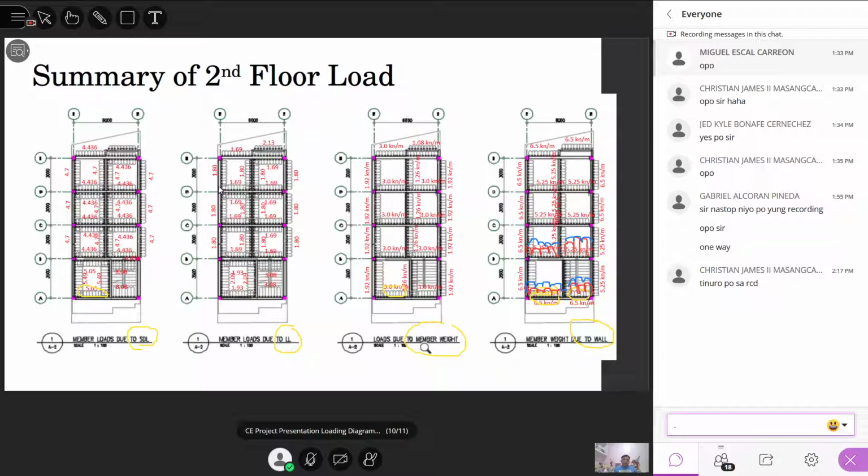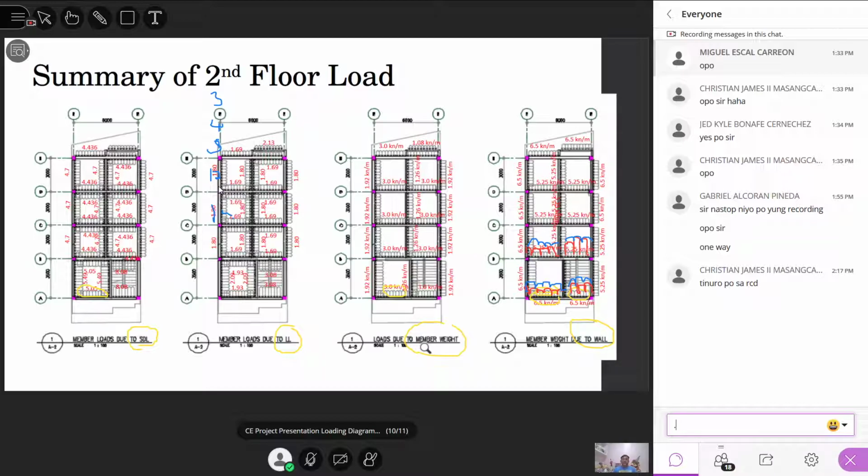So, gagawa kayo ng ganyan. Dapat you have to prepare the second floor, the third, the fourth, the fifth, the roof deck, and the roof level. Ganyan siya. Okay? So, for the meantime, yun muna yung kompletuhin ninyo.